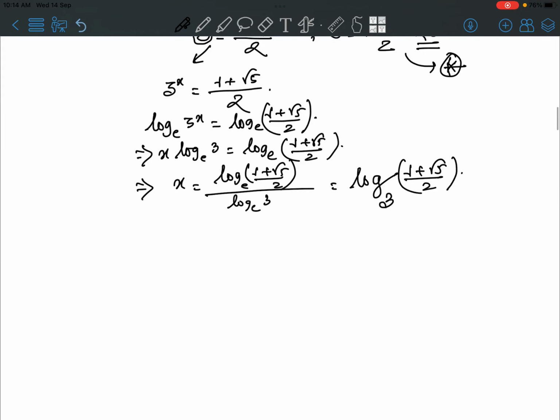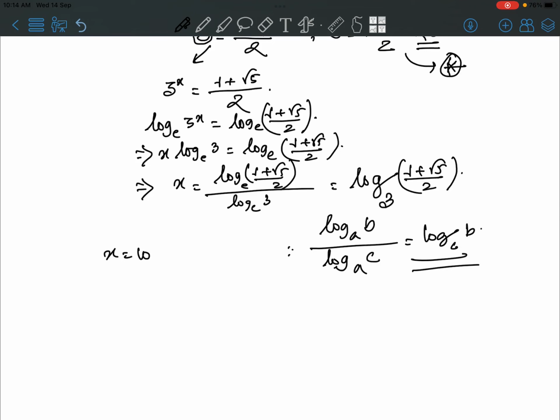How can we write it? By using this formula, log A divided by log B can be written as log base B of A. By using this formula, we can write x equals log base 3 of (1 plus root 5)/2. This is the final answer.